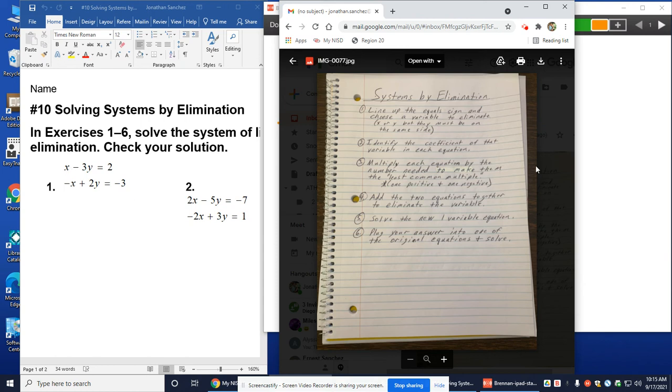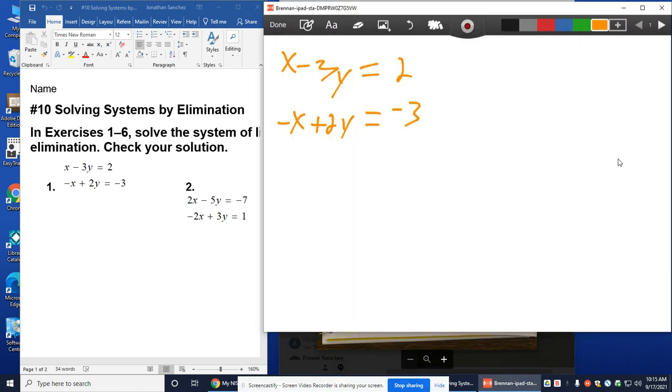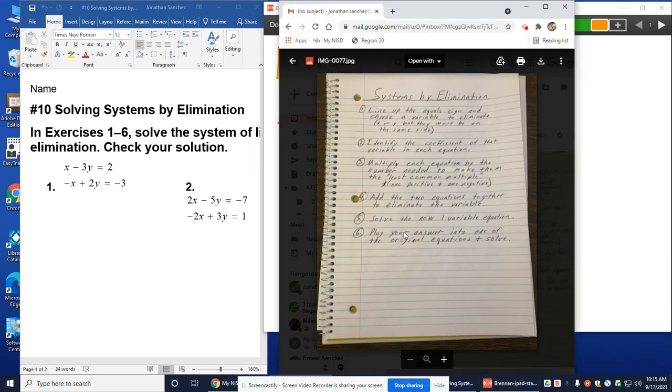So we're going to identify the coefficients. Notice right here, this is a 1 and this is a negative 1 for the x. This is a 3, this is a 2, right? We're going to multiply each equation by the number needed to make them the least common multiple, right? I put that in quotes because many of y'all will not remember what that is, right? I want one positive and one negative, okay?